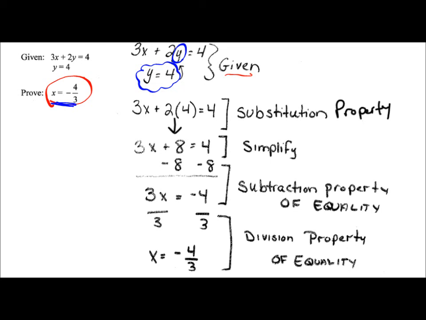And what I have left, x equals negative 4/3, is exactly what I wanted to prove. So my proof is done, QED. That's using the substitution property in a proof. Let's look at one more example. I'll give you a moment to pause so that you can finish getting down what you need to, and then we'll take a look at example 3.